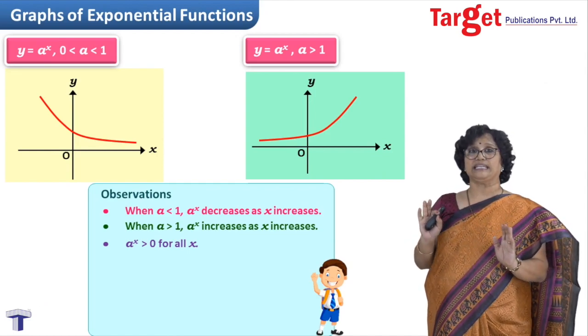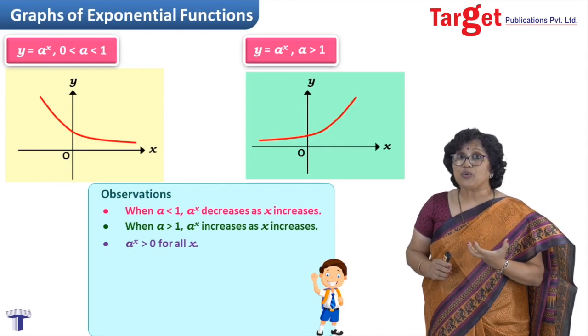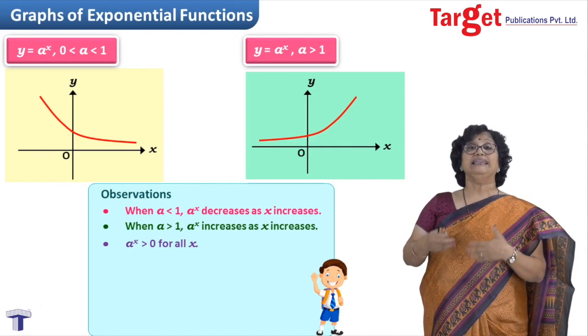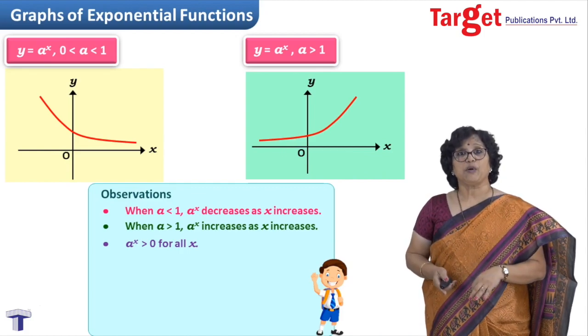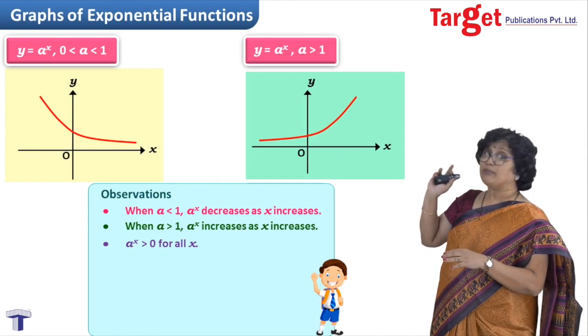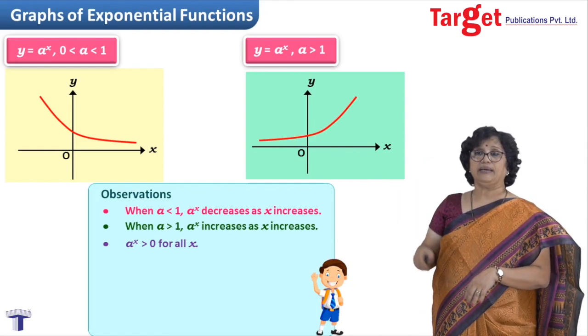They do not even meet the x-axis. Means a raised to x is not 0 anywhere. A raised to x is not even negative anywhere. It is always positive. That does not depend on the value of a. Mind you, please, in both the graphs, a similar observation we are making.